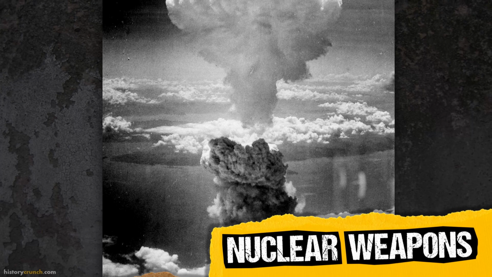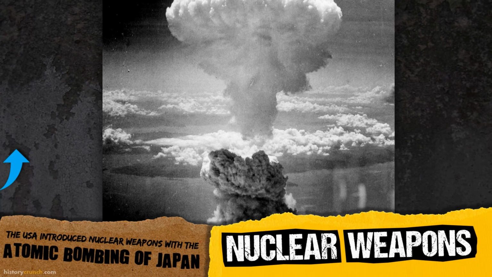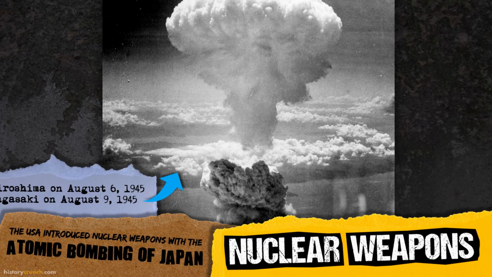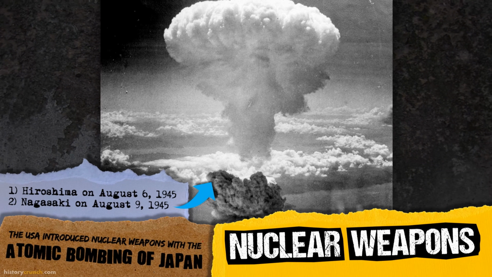Nuclear weapons were first introduced by the United States with the atomic bombing of Japan in August of 1945. The Japanese city of Hiroshima was bombed on August 6, and Nagasaki experienced the same fate just 3 days later.